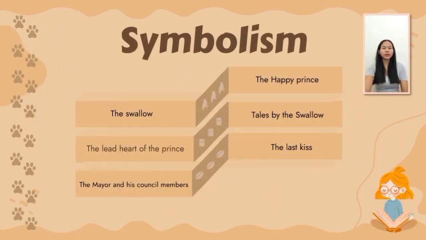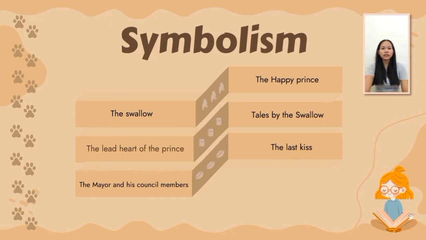Now let's move to my last part, symbolism. The swallow represents loyalty and friendship as he remained to stay and help the prince fulfill his wishes till his last breath. Another one is the little heart of the prince. It represents love and immortality as it does not melt and was placed with the dead swallow.